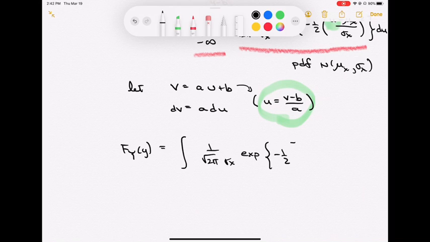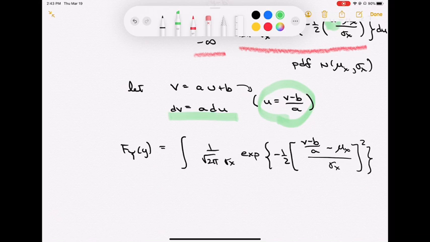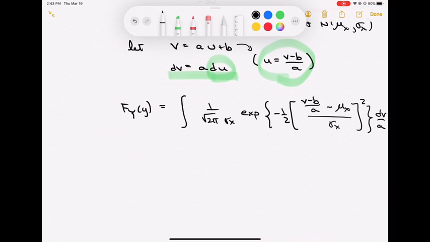So I'm going to give myself a little bit of space here. I'm going to have a (v minus b) by a. And then I'm going to subtract from that mu sub x, divide by sigma x, right? Quantity squared, something along those lines. And then I need to put in what was the differential element, du, but in terms of dv, and we know that that is, taking a look back over here, solving for du, I'm going to get du as being dv by a. So I'm going to put in here dv by a, something along those lines. And I should be able to almost get this thing finished out.